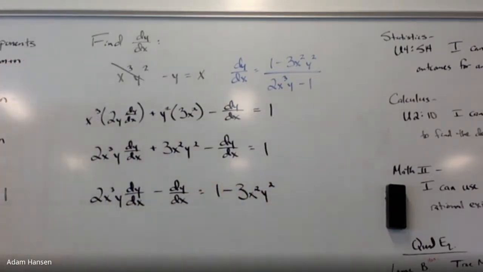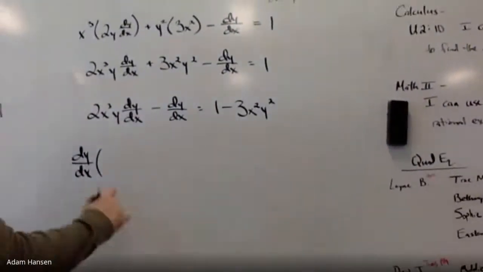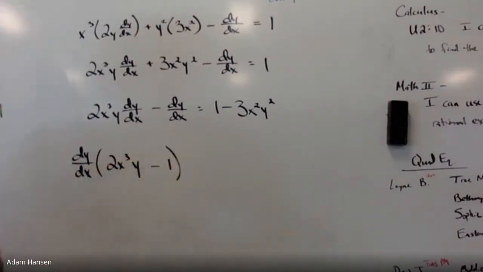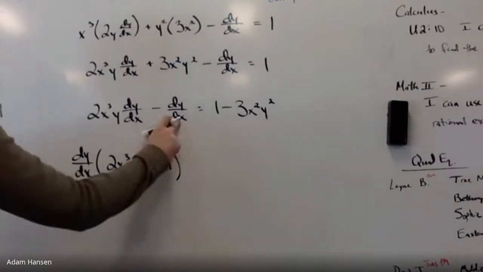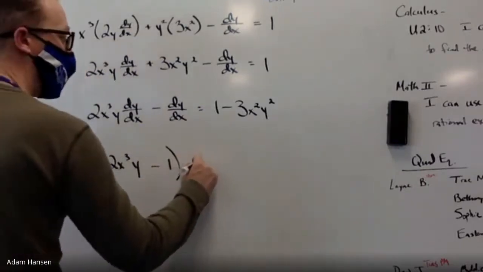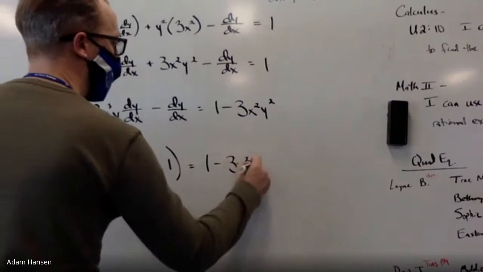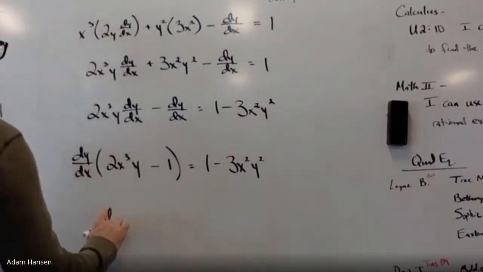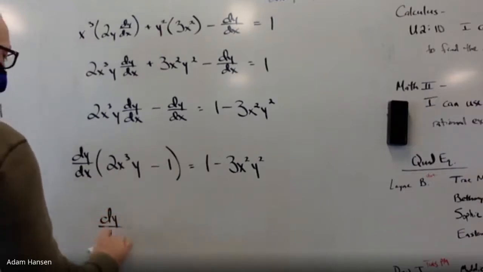I've now forced the left side of my equation to have a GCF, a common factor. What can I factor out from those two terms on the left side? The dy/dx, that's the whole point of doing this. Once I factor out dy/dx, I'll have 2x cubed y minus 1. What times dy/dx makes dy/dx? It's got to be 1. Equals 1 minus 3x squared y squared. Then to find our final answer, we'll just divide both sides by 2x cubed y minus 1.